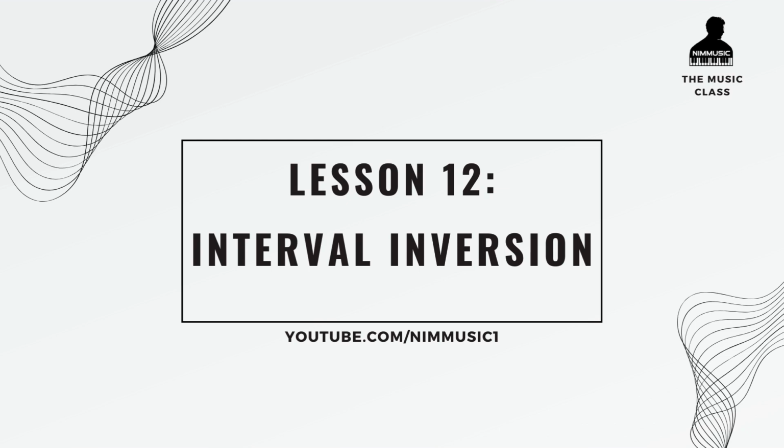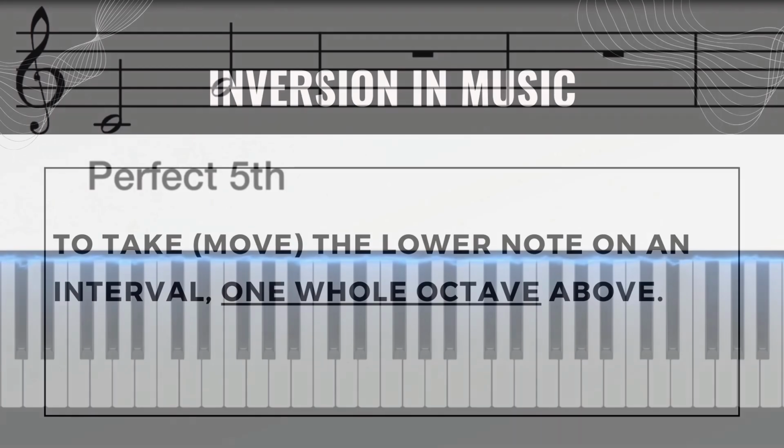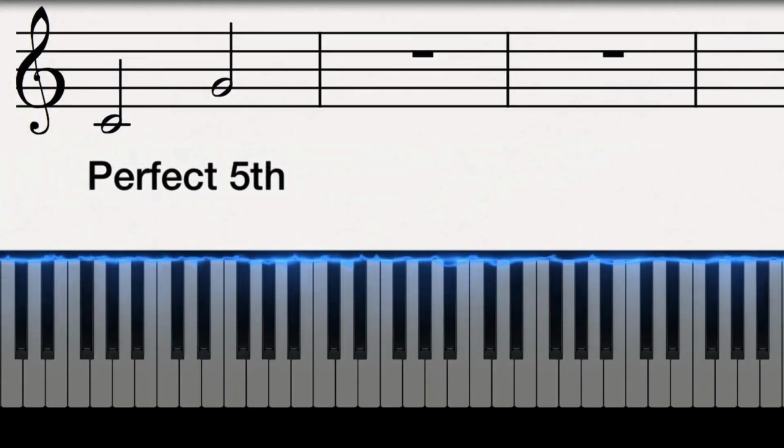In music, to invert means to take the lowest note and move it one whole octave above. In this lesson, I'd like to briefly talk about interval inversions. Let's look at an example.